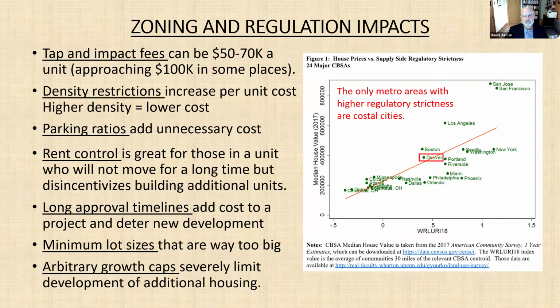So zoning and regulation impacts definitely have something to do with the cost of building new housing. Taps and impact fees, you add those together, they can be 50, even up to $100,000 in some places. Density restrictions increase per unit cost. The more units you can put in a development, the more you get to spread that cost over the units. So higher density equals lower cost. Parking ratios add a necessary cost.